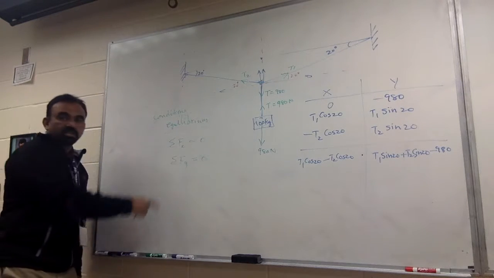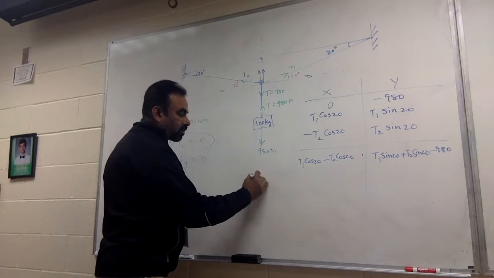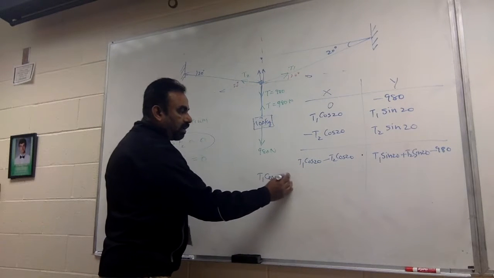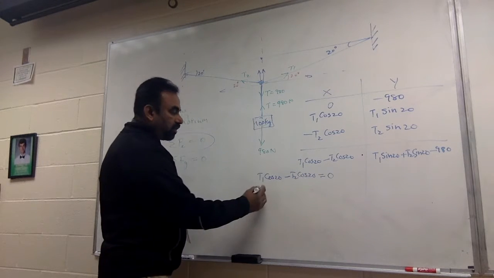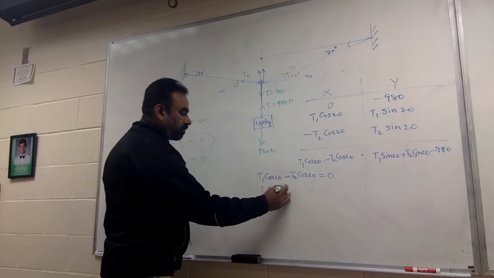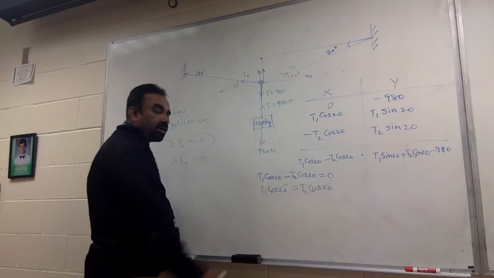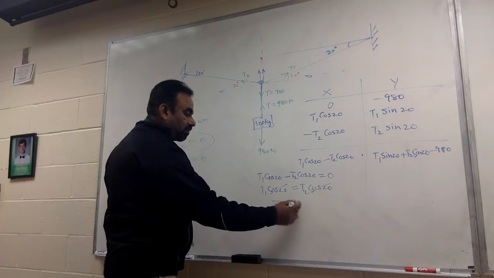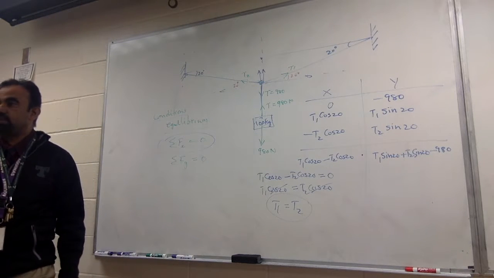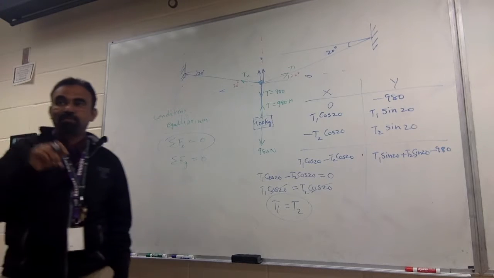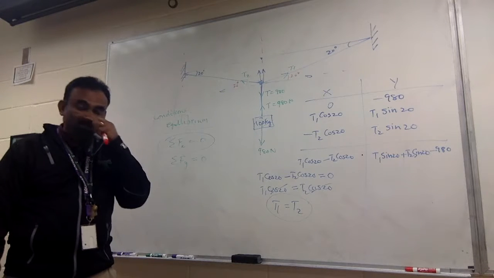Yes. And then apply these conditions. Net force in the x direction must be 0, which means this must be 0. So T1 cosine 20 minus T2 cosine 20 should be equal to 0, which means T1 cosine 20 is equal to T2 cosine 20. Now cosine 20 is gone. T1 is equal to T2. Proved. So we are not taking anything for granted. If it comes up mathematically as a proof, then accept it. So T1 and T2 are exactly the same.